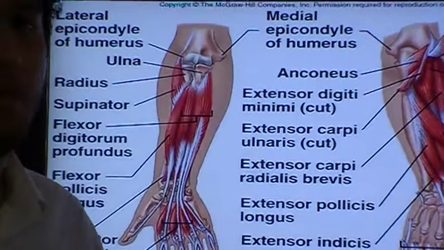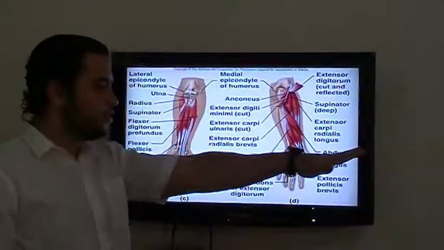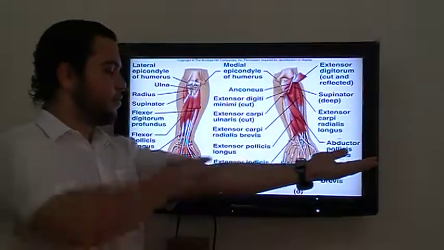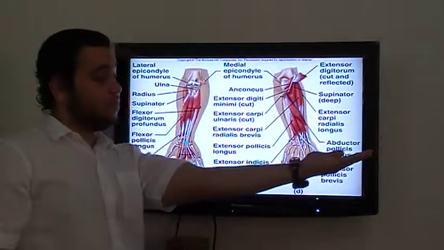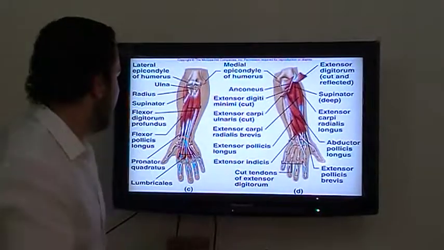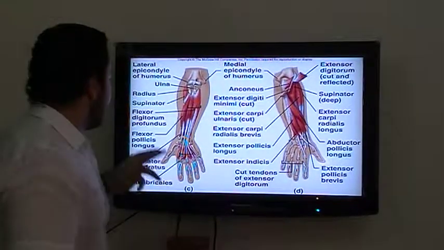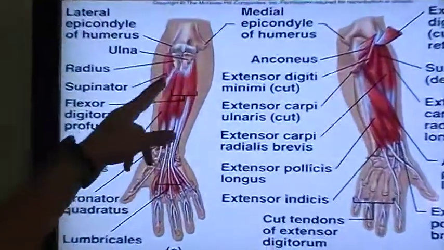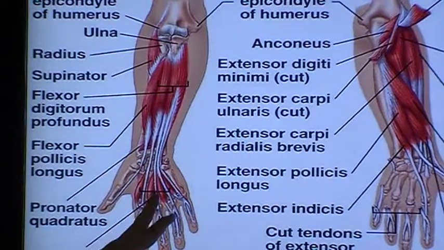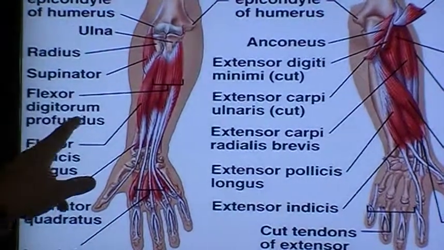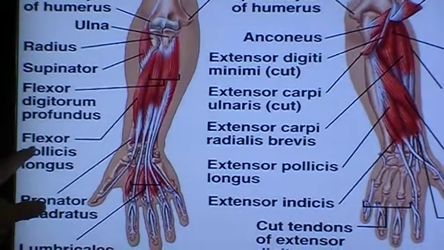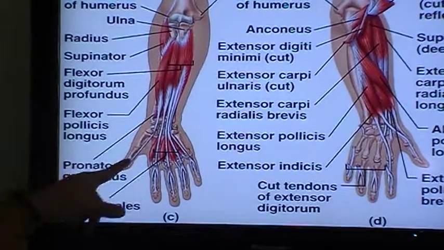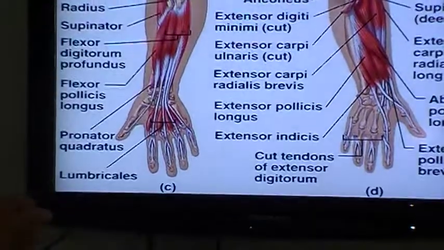What does supination mean? Your hand was pronated, and now we need to supinate it. The supinator comes basically from here, so it supinates the palm. Now, as I said, we have flexor digitorum profundus. It's a deep muscle. It goes to the digits, so we call it flexor digitorum profundus. Profundus means deep. And we have flexor pollicis longus. It goes to the pollex. And we have pronator quadratus.